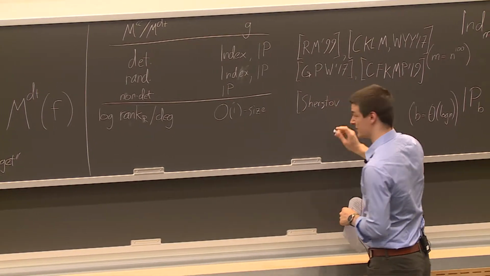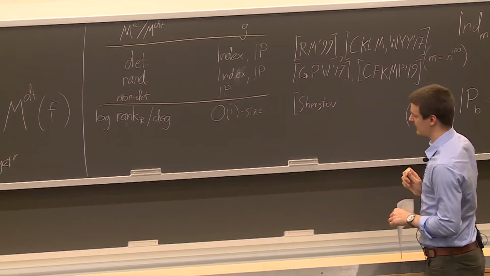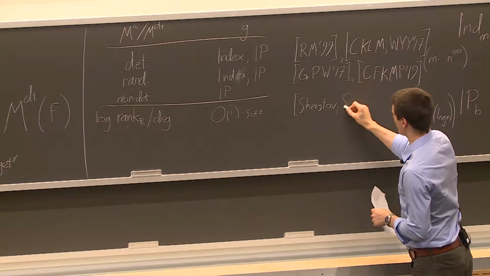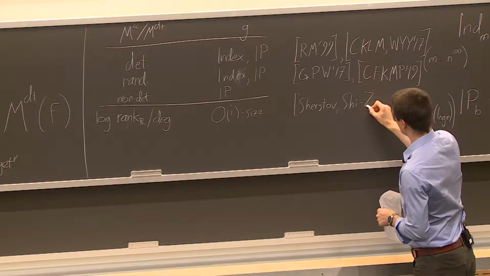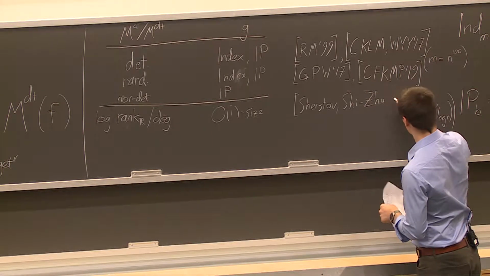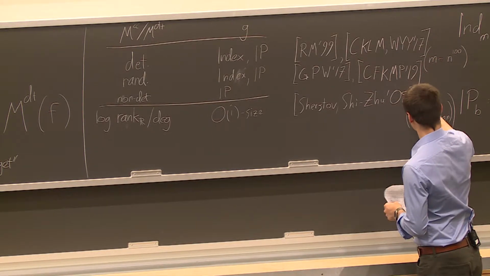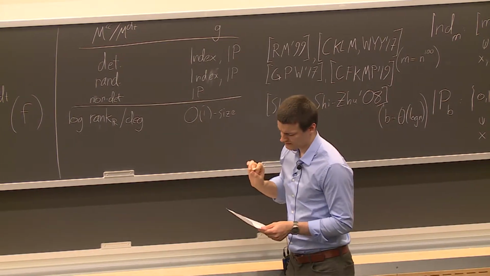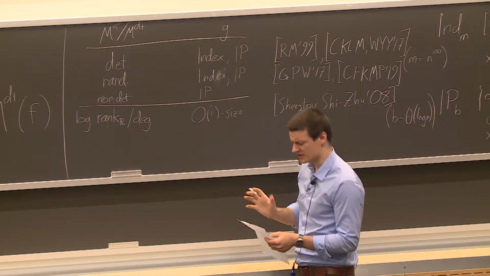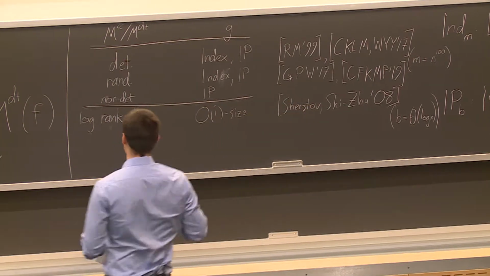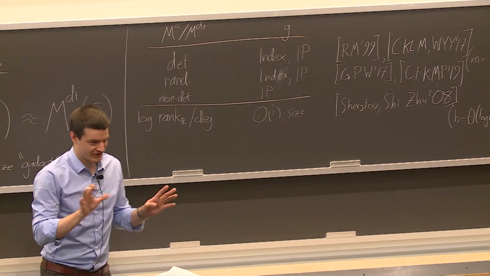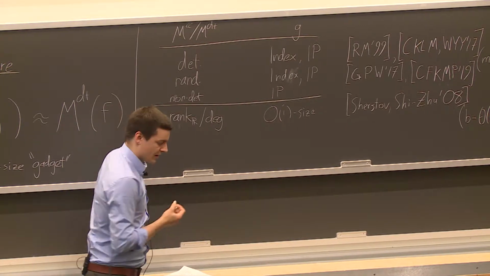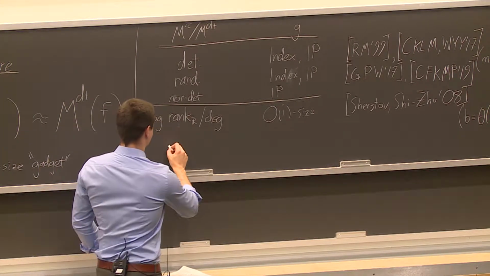So Sherstov's been doing this a lot, analyzing these linear algebraic complexity measures, but independently also done by Xi and Zhu. And so there are loads more. Let me maybe mention one more, just because of the connection to applications. There's something called non-negative rank.